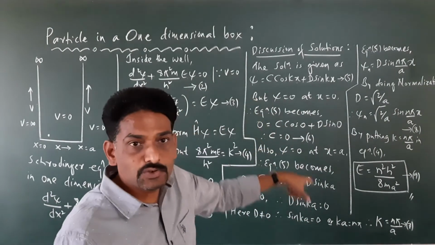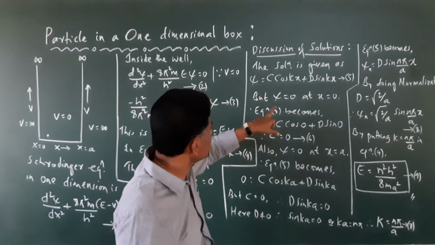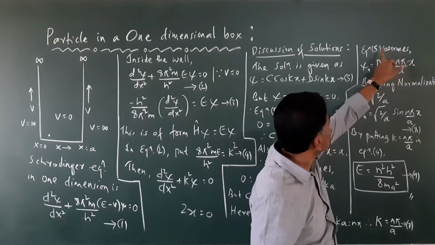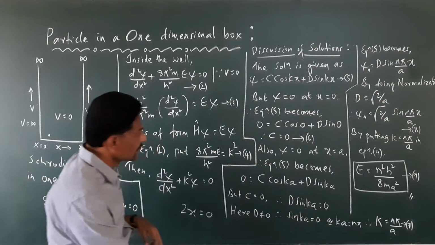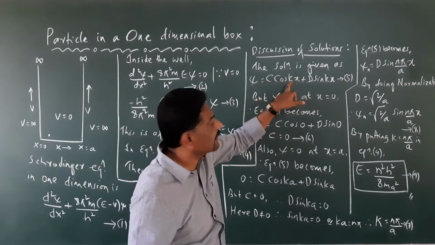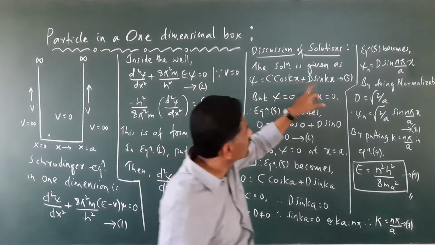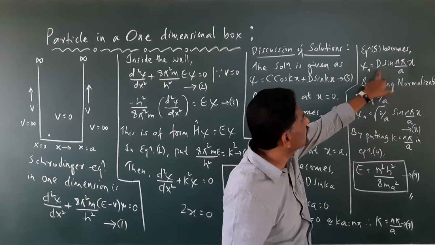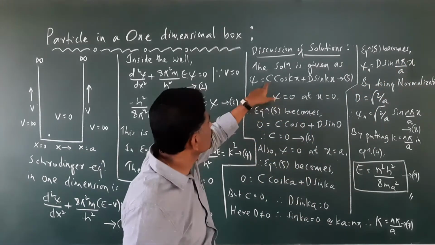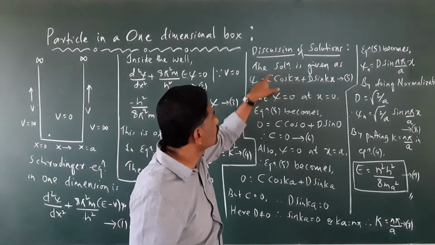So if you substitute the value of c equals 0 and k equals n pi by a in equation 5, that is, in this equation, substitute the value of c and k. What do we get? We get psi equals d sin(n pi by a into x). That is, substitute c equals 0 here, and this term is going to be 0.